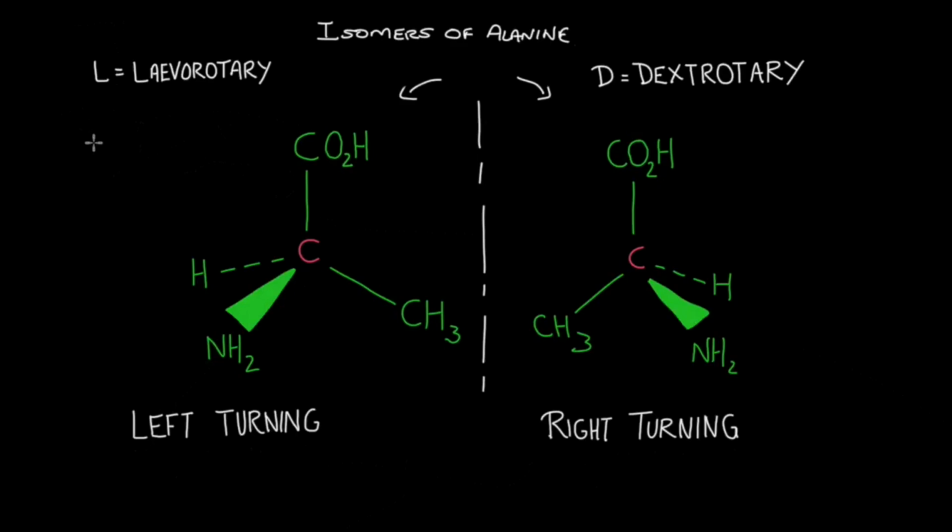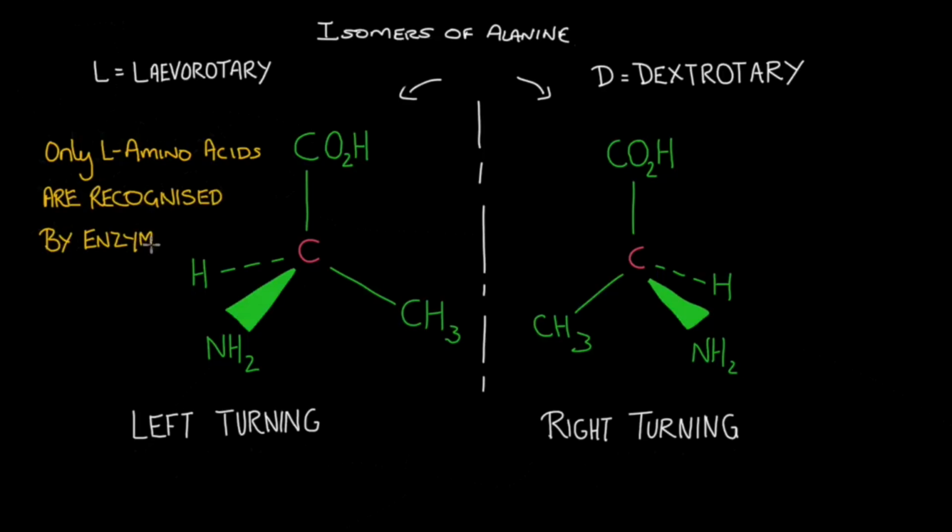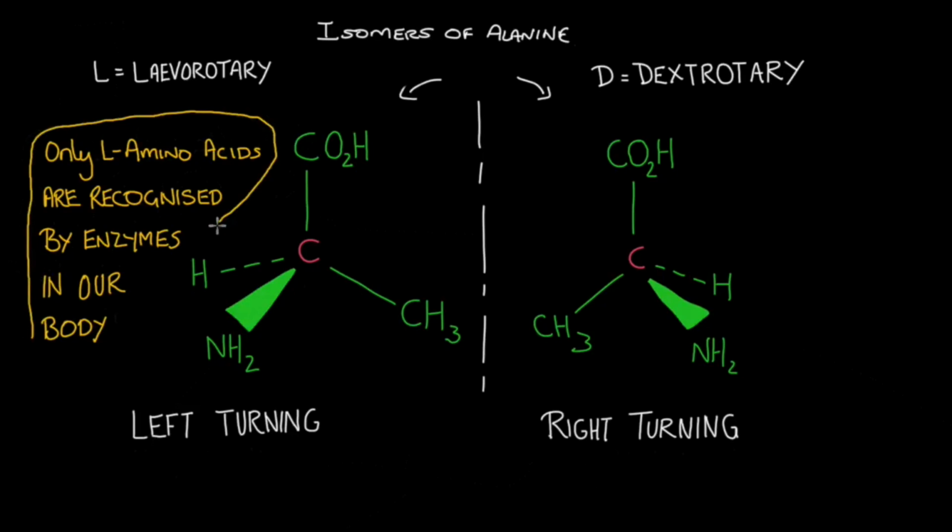The one on the left is termed the L isomer. The L stands for levorotary or left turning, while the one on the right is the D isomer. The D stands for dextrorotary or right turning. What's interesting from a biological perspective is that the human metabolism, and more specifically our enzymes, can only recognize the L version of these amino acids. While this is true for amino acids, the opposite is true for monosaccharides, with only the D version being biologically active.